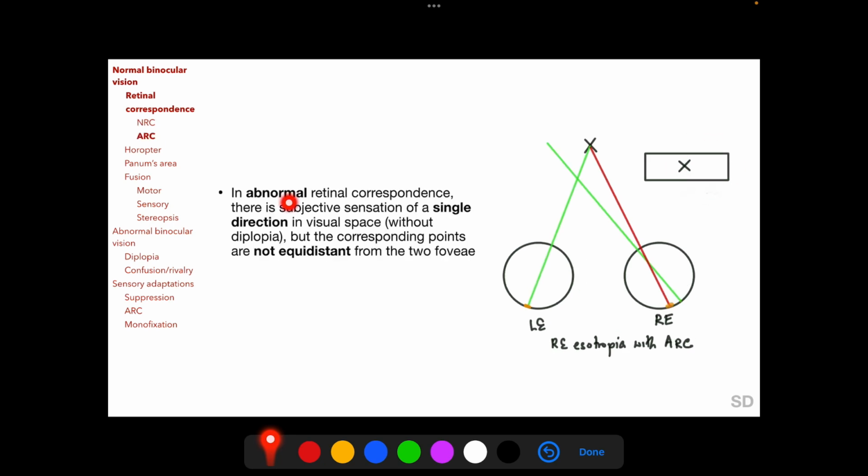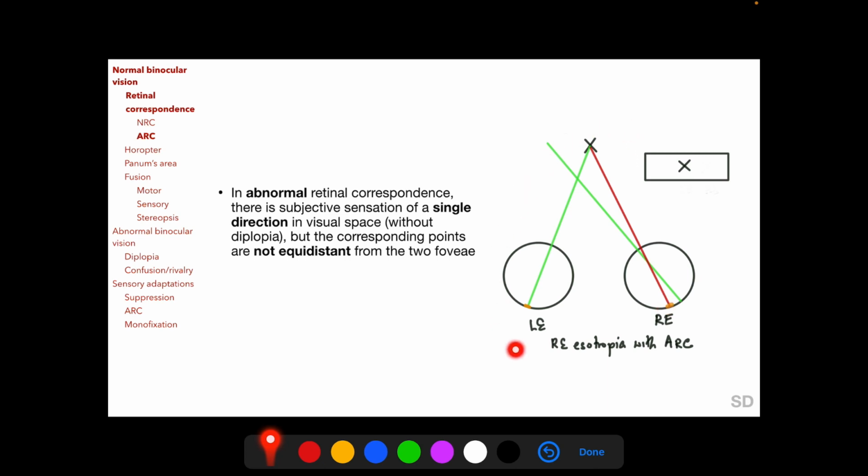In abnormal retinal correspondence, there is subjective sensation of a single direction in the visual space without causing diplopia, but the corresponding points are not equidistant from the fovea in each eye. Or in other words, the fovea in one eye corresponds to a non-foveal retinal area in the other eye.